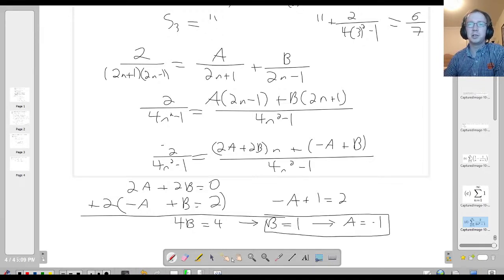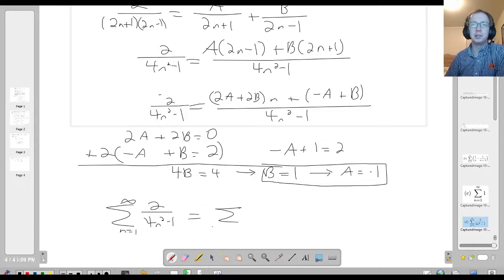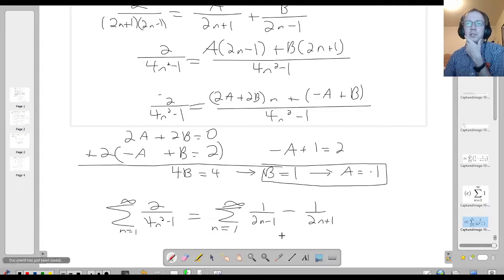So what I just figured out is that I can rewrite this nth term. Instead of just saying that I'm doing the sum of 2 over 4n squared minus 1, I'm now going to rewrite it with what we just figured out, as the sum of negative 1 and 1. So let's start with this one: 1 over 2n minus 1, minus 1 over 2n plus 1. There's my a, there's my b. This is a different way of writing that original series, but it's going to make some things clearer.